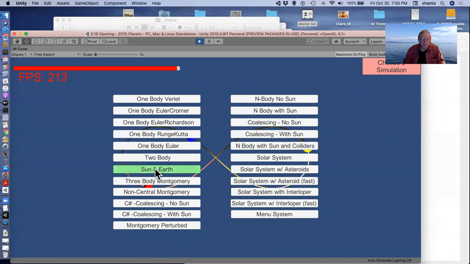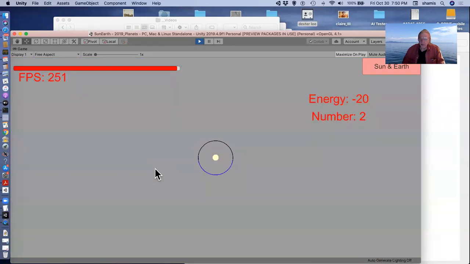Here's the sun and the Earth with realistic masses. There's our energy, which is a very nice -20. Negative energies mean that they're bound, and it's conserving energy quite well.